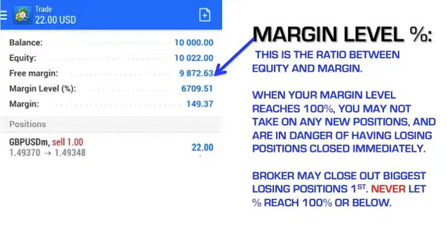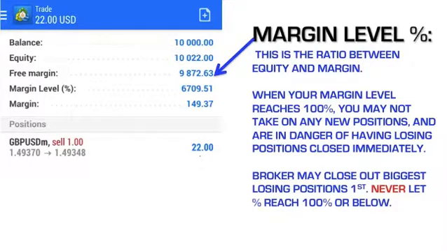The next one is margin level percent. Now this is something that you definitely want to pay attention to. And this kind of goes back to what I was saying about free margin, why you shouldn't have multiple different things, different options trading out of the same account. This is the ratio between equity and margin. When your margin level percent reaches 100%, you are not going to be able to take on any new positions.